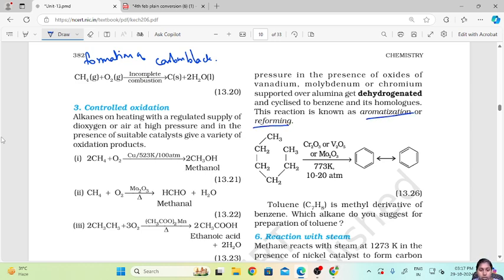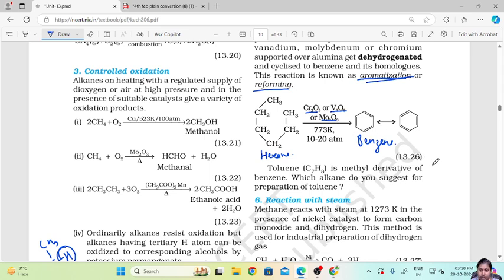So here what happens, this is a 1 2 3 4 5 6 membered ring. This is hexane. Okay, this hexane, when you react it in the presence of chromium trioxide, vanadium pentoxide or molybdenum trioxide, any one of them, at a temperature of 773 Kelvin and 10 to 20 atmospheric pressure, this compound gets converted into benzene. So when you convert an aliphatic compound into benzene, it is known as aromatization because this is an aromatic compound. Now toluene is a methyl derivative of benzene. So when you have a benzene ring and you attach a CH3 group to that, this is toluene.